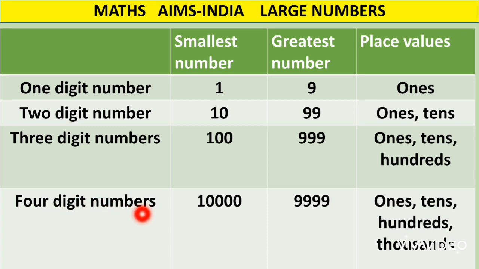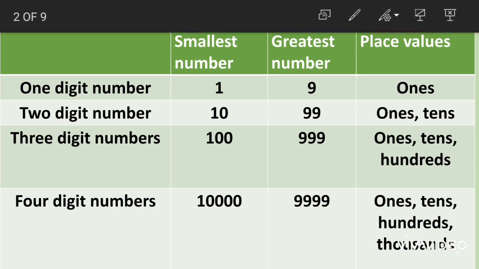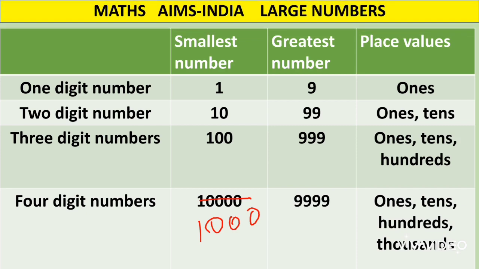Four digit numbers start from 1000. Sorry, this is wrong here. 1, 2, 3, 4. Four digit numbers start from 1000 and end at 9999. Coming to the place values, four digit numbers have four place values, ones place, tens place, hundreds place and thousands place.